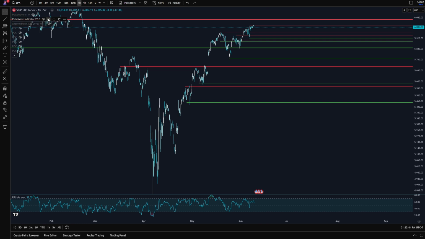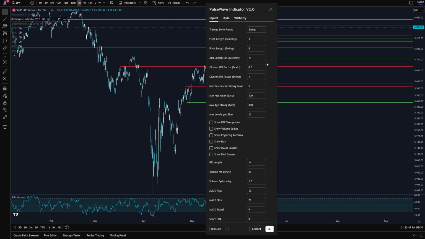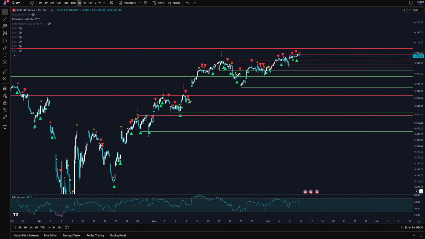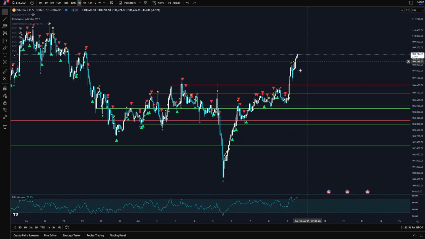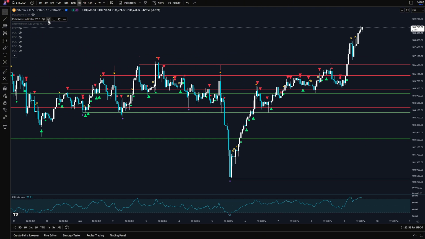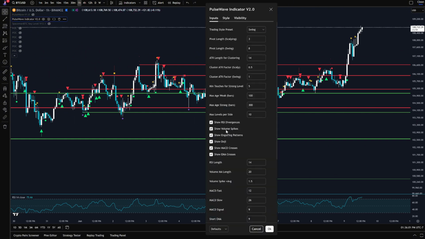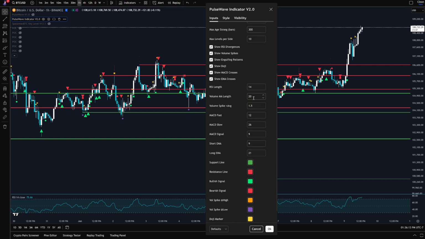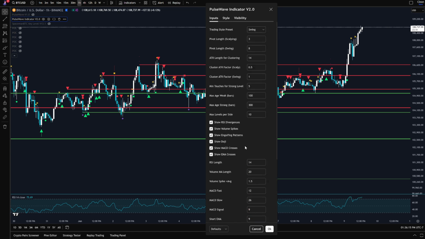You could configure all this stuff in the settings, but I have default settings set up for you that are pretty good. We could add a lot of other confirmations as well. You could see here, I'm going to turn on all these other confirmations. And now we have all these other things on the chart where it shows RSI divergence, shows volume spikes, shows engulfing patterns, show doji, show MACD crosses, show EMA crosses, and you could customize the RSI, the moving average, the MACD, the EMA, all that stuff in here. You could customize the colors of everything, and it's very customizable.